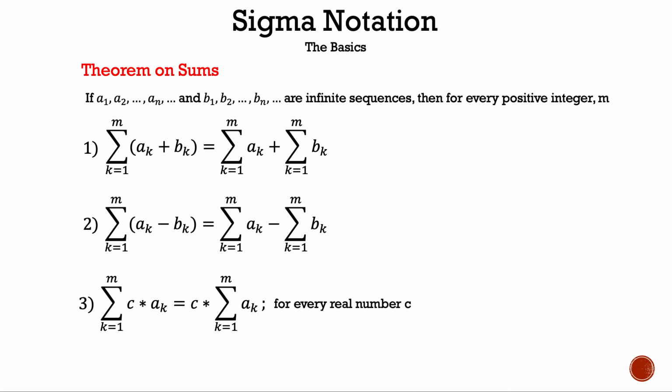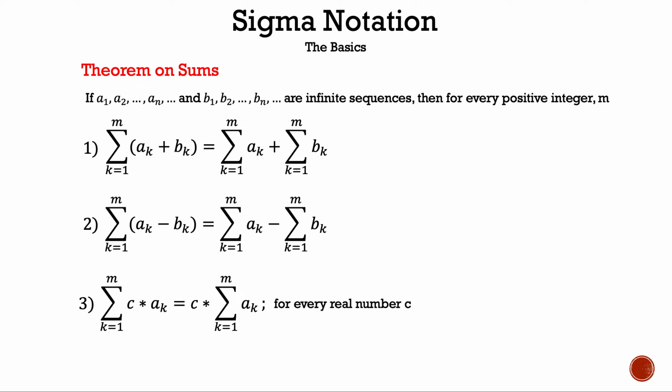Next, let's take a look at the theorem on sums. If a sub n and b sub n are infinite sequences, then for every positive integer m, we have 3 statements. Statement 1 is if we have 2 different sequences, we can separate them, and find the sum of each one individually, then add the 2 together. Statement 2 is just like the first one, except with subtraction. And statement 3 is we can factor out a constant if need be, then multiply it at the end.